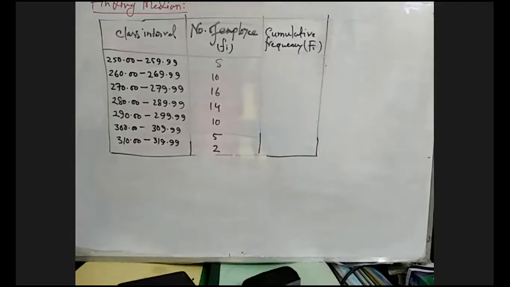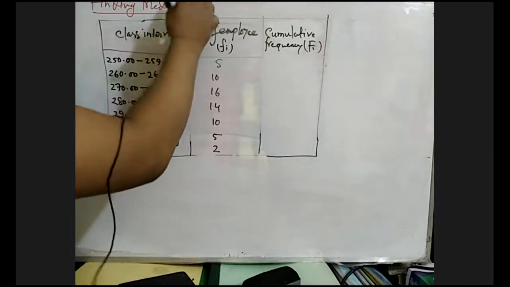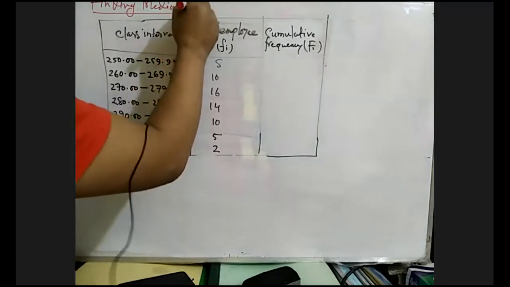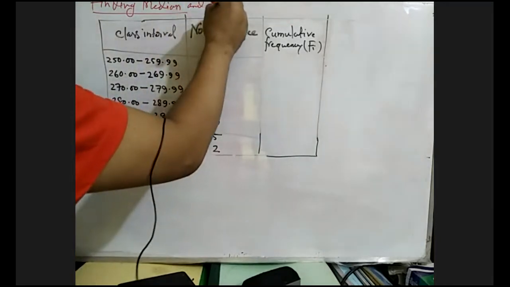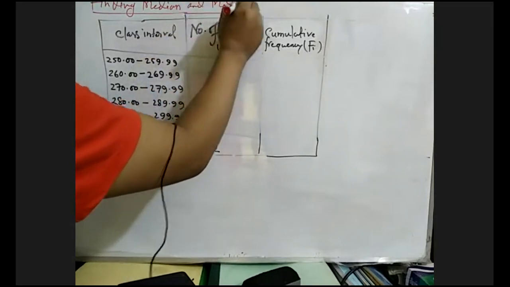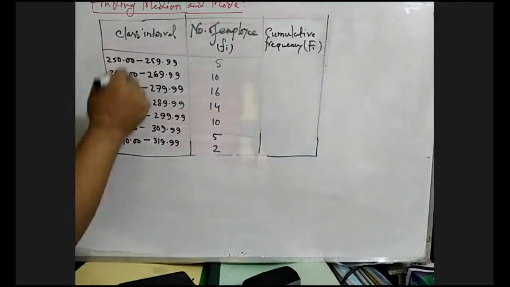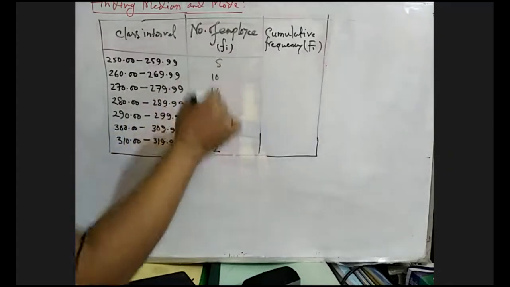Okay, now finding the median and mode. How to find the median and mode? So this is the class interval. In the given class interval, there are 7 classes, and this is the number of employees or frequency.